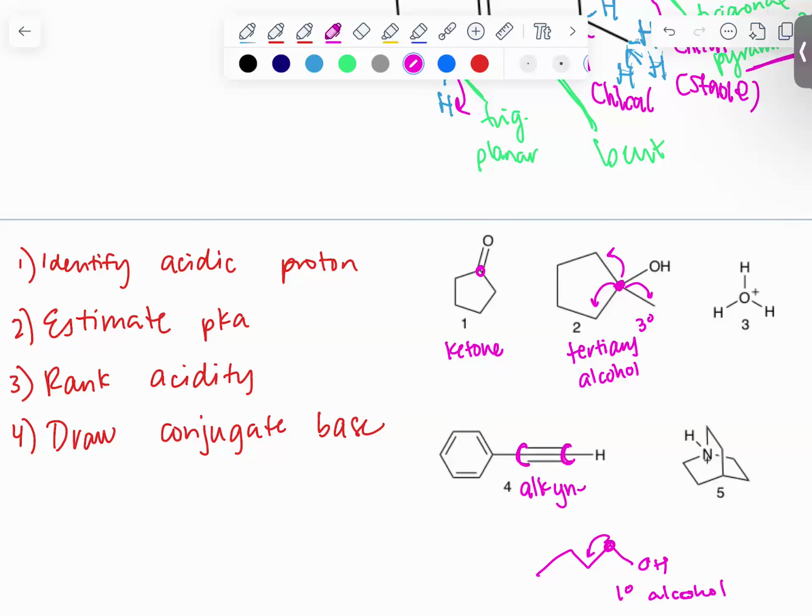An alkyne. And what about number 5? Any old amine? Yeah, whoever said that. Yes. Protonated amine.